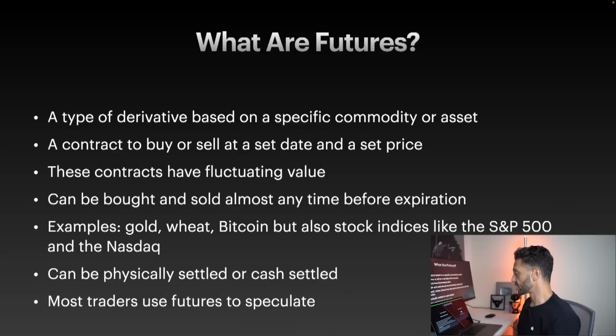So some examples of futures include commodities such as gold, wheat, Bitcoin, but also stock indices like the S&P 500 and the NASDAQ. There are futures on oil. There are futures on other metals. There are futures on currencies. There's literally a futures market for almost anything that is tangible.